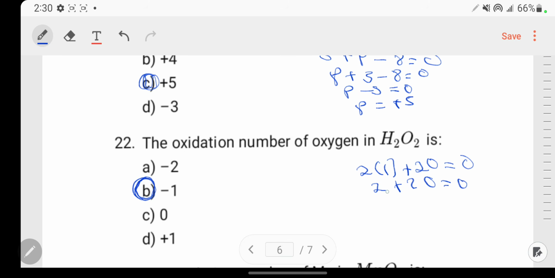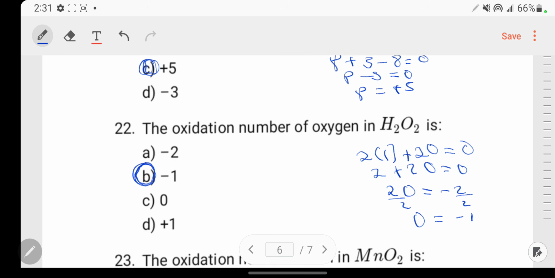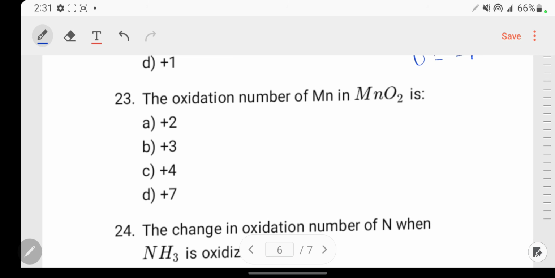So we are going to take this to the other side. So we have 2 oxygens should be equal to -2. If we divide by 2, oxygen becomes equal to -1. So the answer there is -1, just as I said.